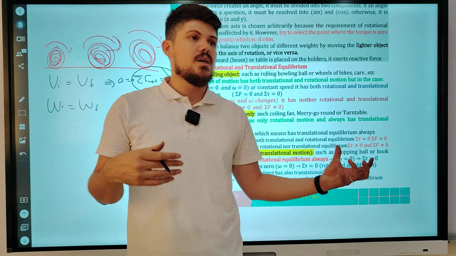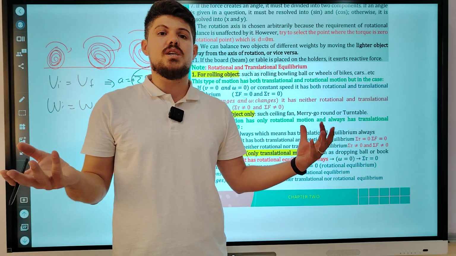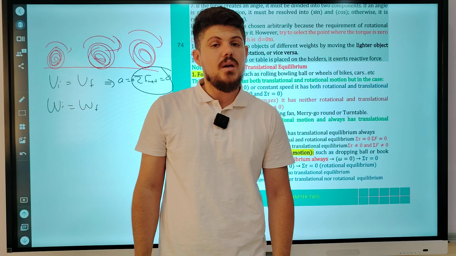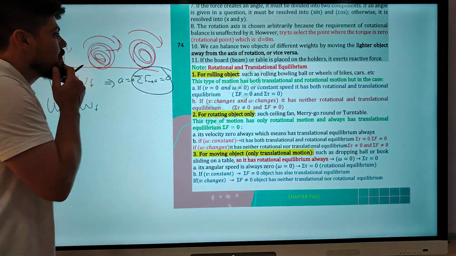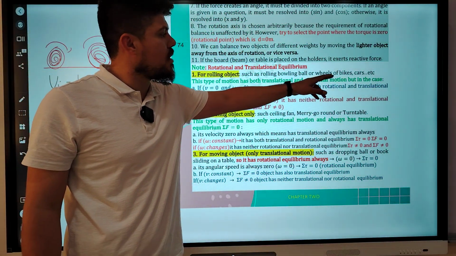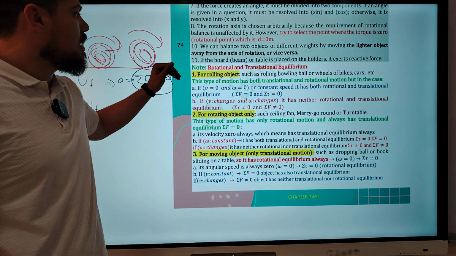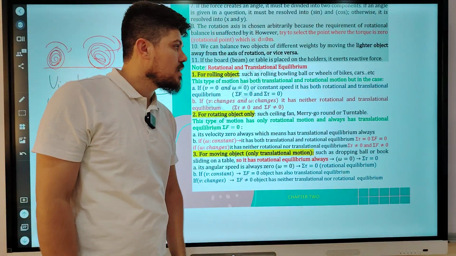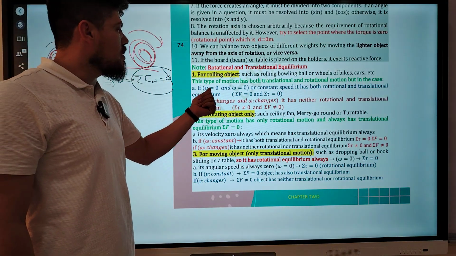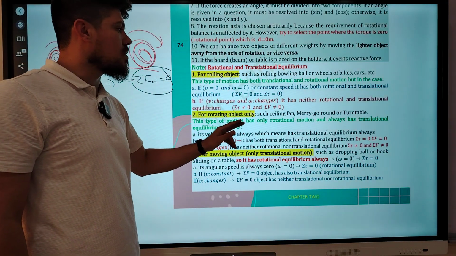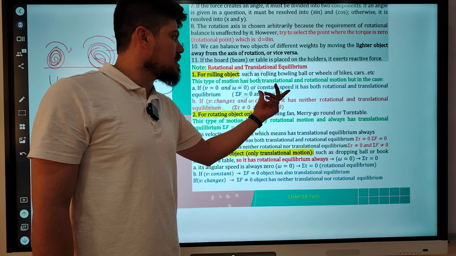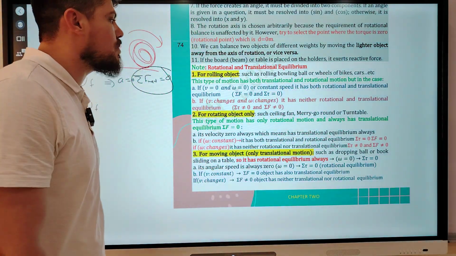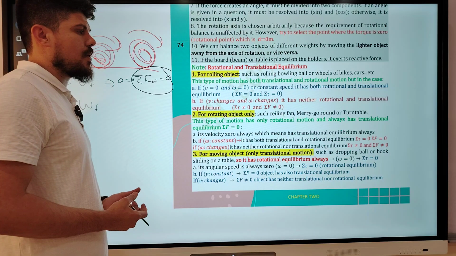When the bicycle is moving with a constant velocity, it also has constant angular speed, which is required for the rotational equilibrium. Okay? For rolling objects such as a rolling bowling ball or wheels or bikes, cars, this type of motion has both translation and rotation. So in this case, if velocity is 0, omega is also 0, or if it has constant speed, when the object or bicycle is moving with constant speed, it has both rotational and translational equilibrium. Okay?